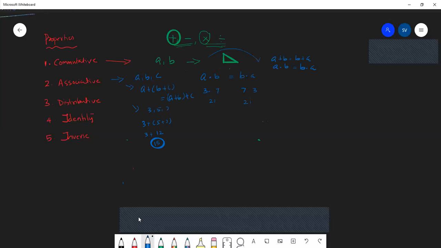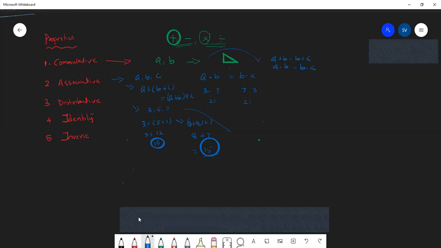Now we are operating it in a different way. I am operating 3 and 5 together first and then 7. So 3 plus 5 is 8. 8 plus 7 is 15. You can see this answer on the left and the right, 15 and 15. So what does it mean? That means the order is not making any difference in these two operations, addition and multiplication also.